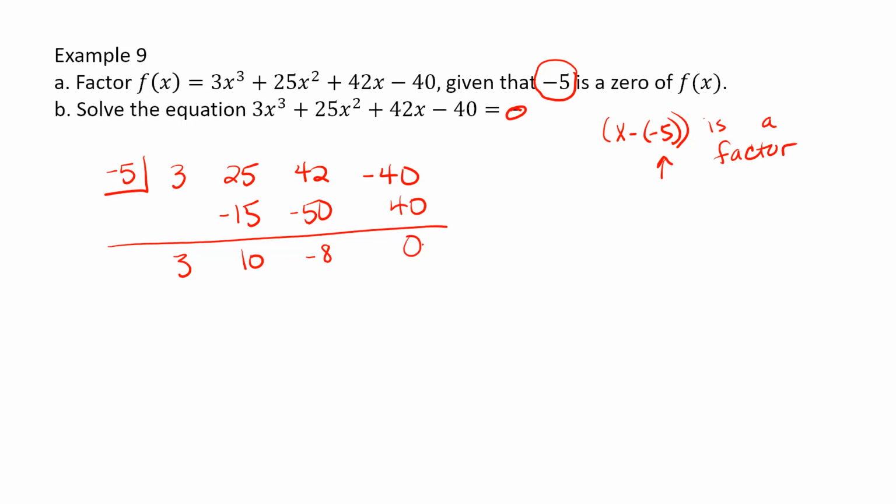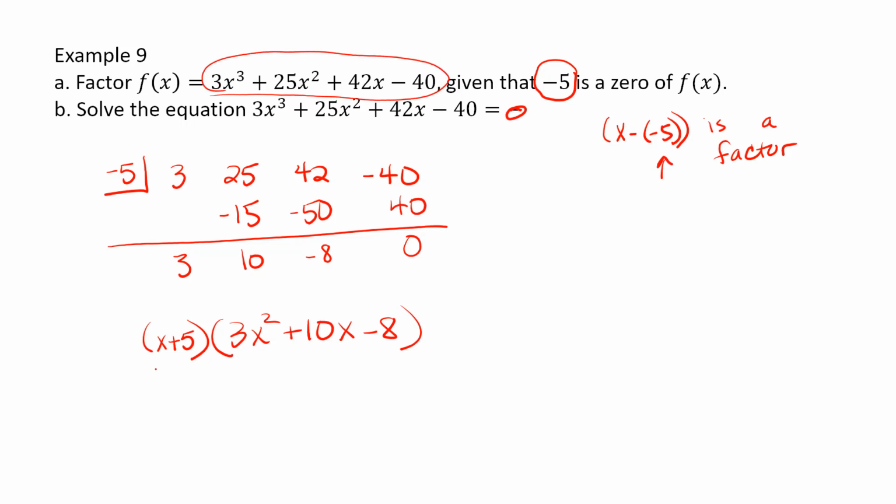So we already knew that was going to be 0 because they told us negative 5 is a 0 of the function, which means x plus 5 is a factor. So what do we have here? Well, we divided by x plus 5. And what do we have left? We have 3x squared plus 10x minus 8. So this is partially factored now. This is what I started with. This factors to be this because I divided by x plus 5 and this was my quotient. So divisor times quotient equals dividend.